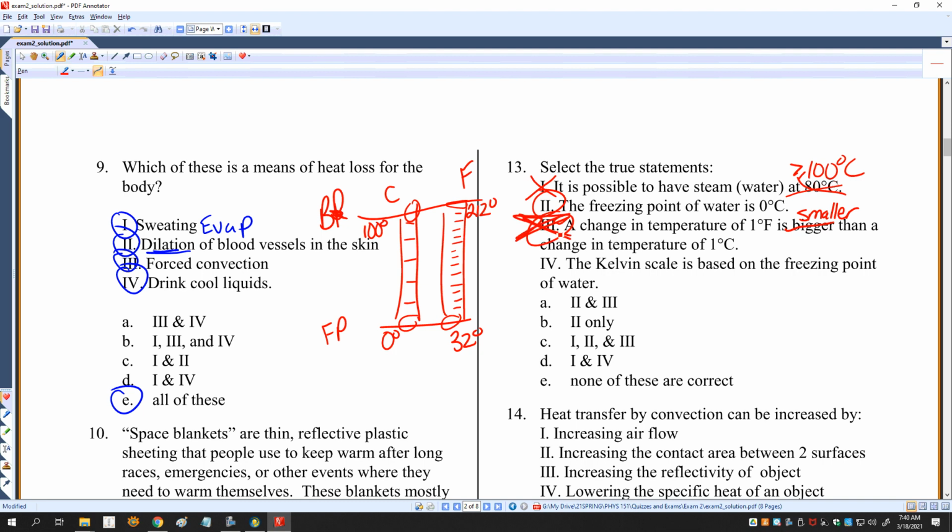So that's wrong. The Kelvin scale is not based on the freezing point of water. It's based on absolute zero and the triple point of water, which is a point wherein water exists as all three states. It's a temperature very close to freezing, just slightly above freezing, where water exists as a solid, a liquid, and also as a vapor. So the answer is, what is it? Just two, I guess. Yeah, B is the only one.